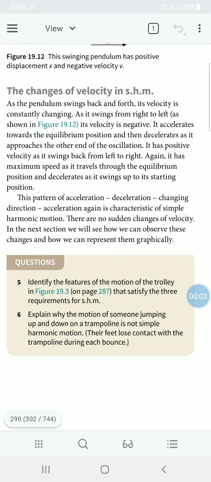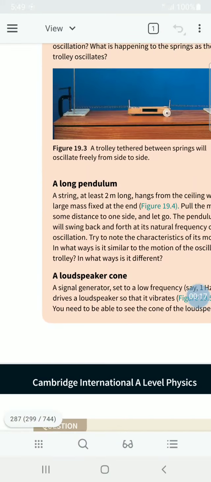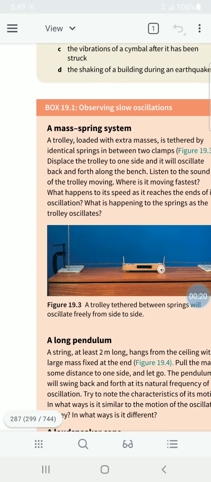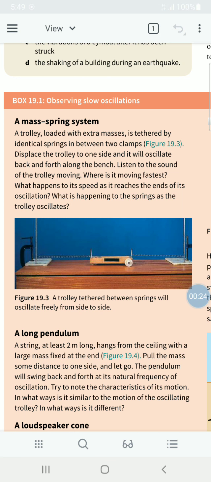Physics chapter 19, question number 5 and 6. Question number 5. Identify the features of the motion of the trolley in figure 19.3 on page 287 that satisfy the three requirements for SHM. So let's go to figure 19.3. Now you have this trolley, right?